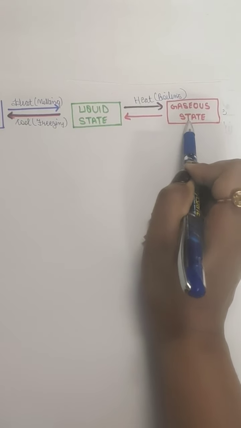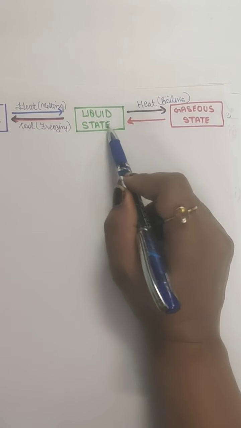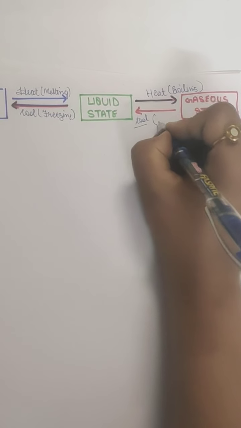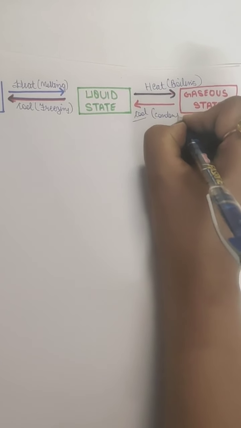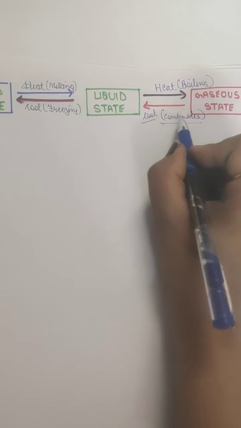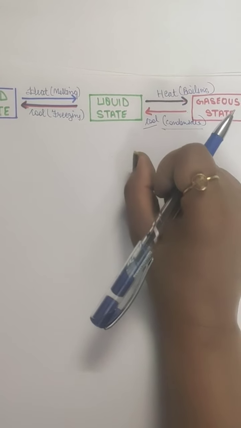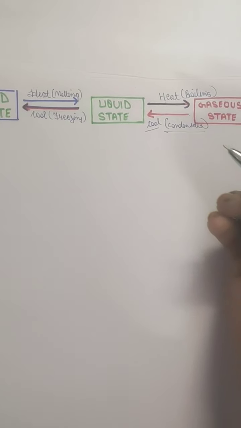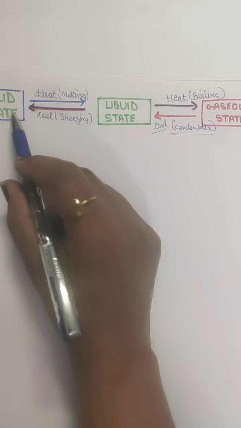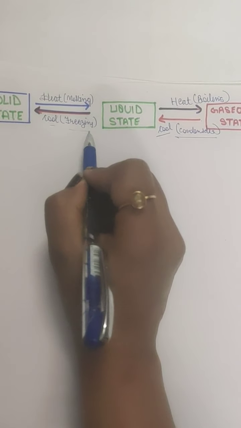Then from gaseous state back to liquid state, we'll cool it, and it is called condensation. Okay, so condensation, and the temperature is lesser. Now we will decrease the temperature, and from liquid state to solid state, it's cooled, called freezing.